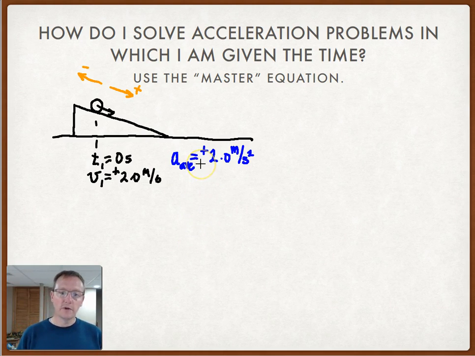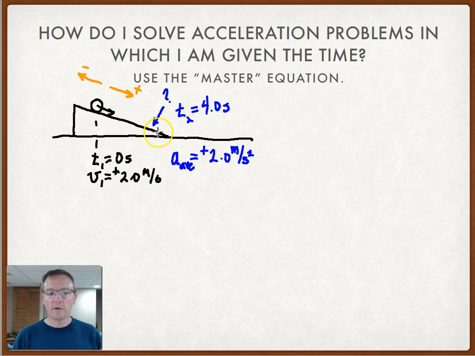Now my question for you is this. If I wanted to, I could ask you, how far does the ball get down the ramp? So I want to know how far it gets down the ramp at time equals 4 seconds. So here's where it was at 0 seconds. It's going to be down the ramp here as it rolls down for 4 seconds. It's going to be someplace down the ramp.